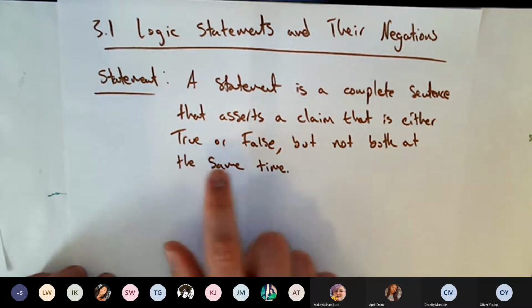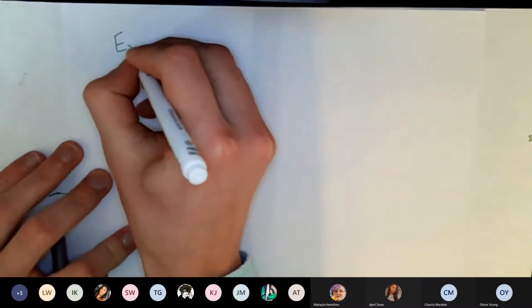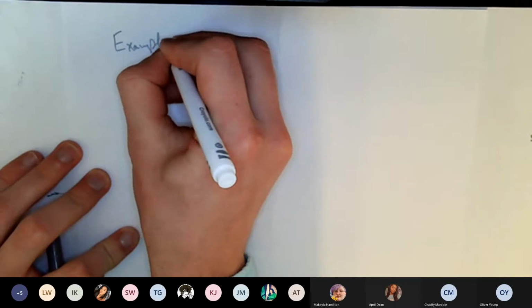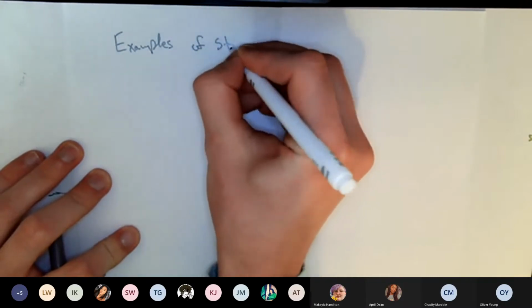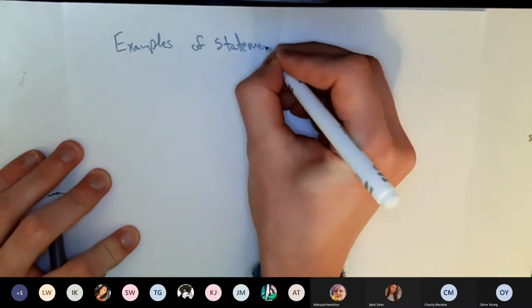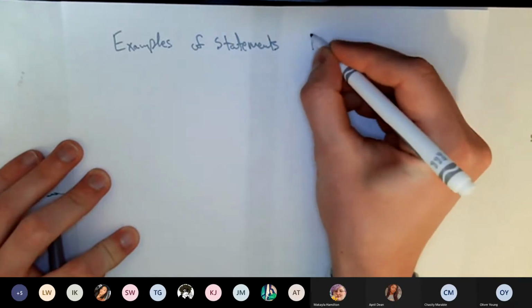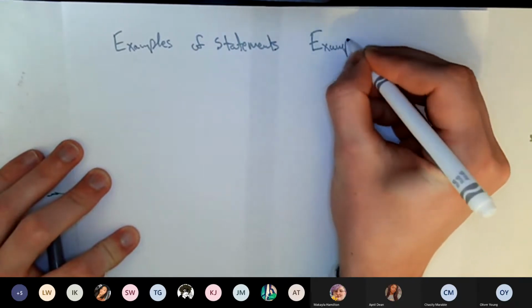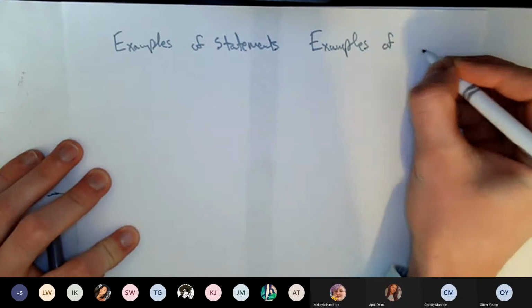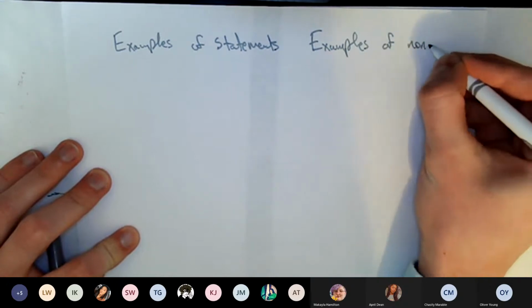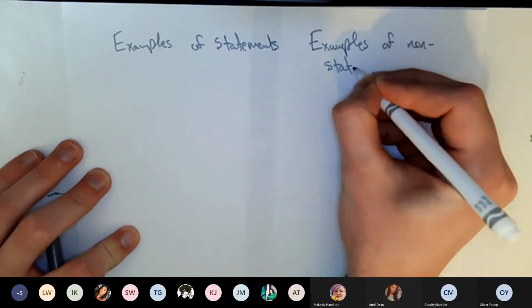So how could a statement be both true and false at the same time? Well, we'll look at some of those examples as well. So let's just look at some first examples of statements, and then examples of non-statements, so things that are not statements.